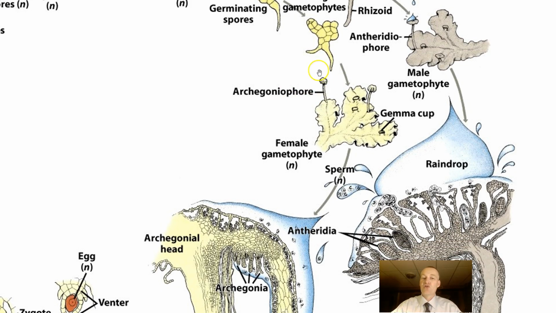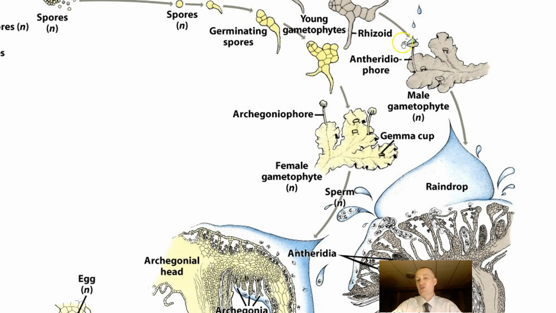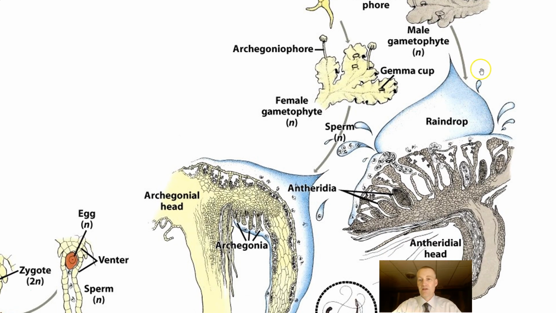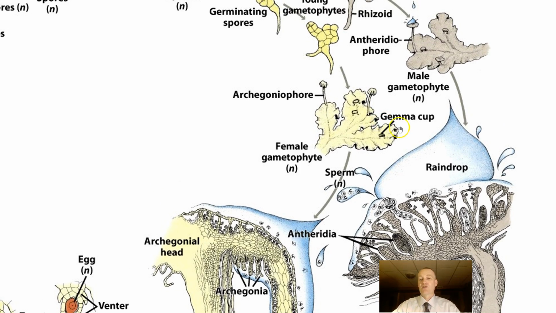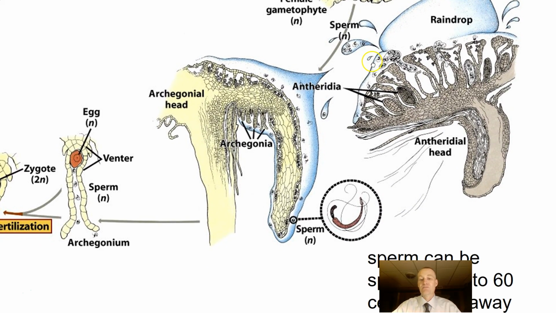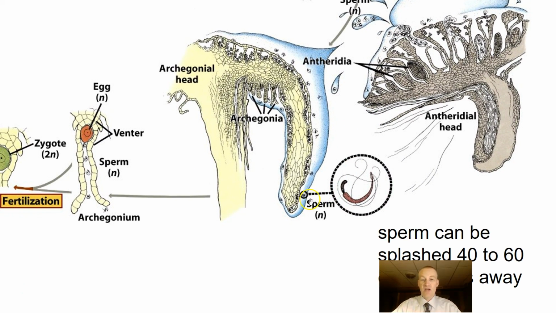The female gametophyte is going to produce the archegoniophore, which produces the archegonium and houses the eggs. The male will produce the antheridiophore, which will eventually produce the sperm cells. So the male gametophyte produces sperm cells, and the female gametophyte produces egg cells. They do that in the process of mitosis. And when a raindrop hits, you can see that it catches some of the sperm cells, and perhaps they splash them up into the archegoniophore so they can swim to the egg cell.